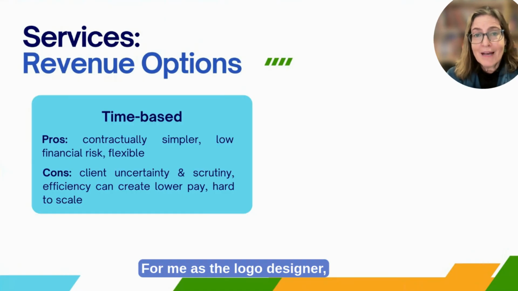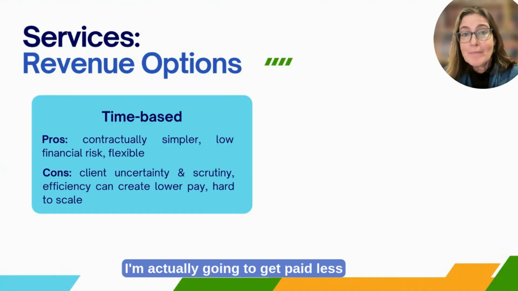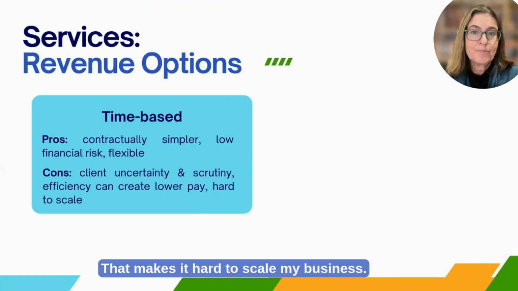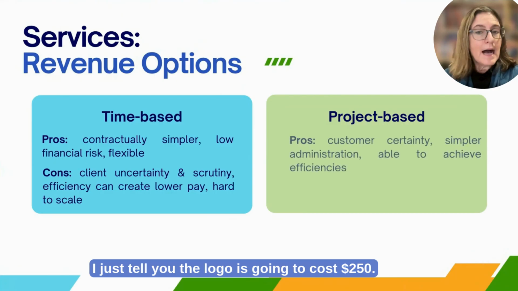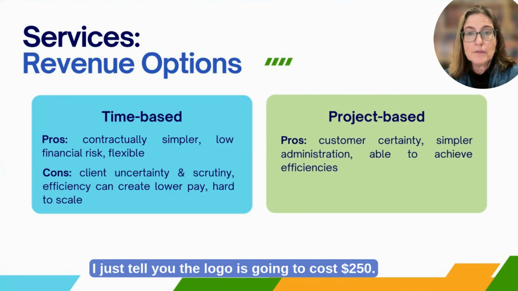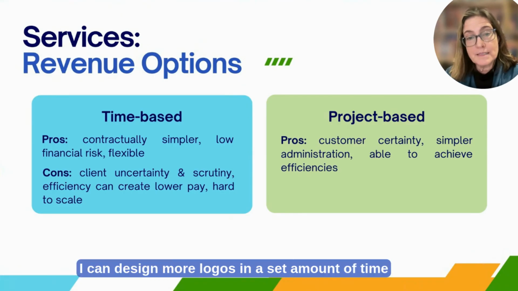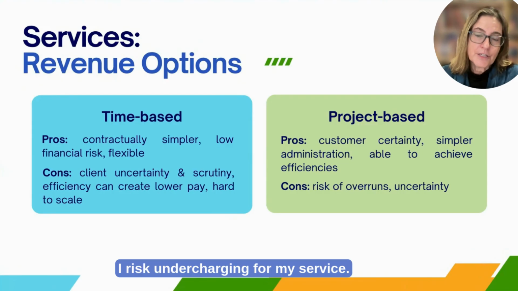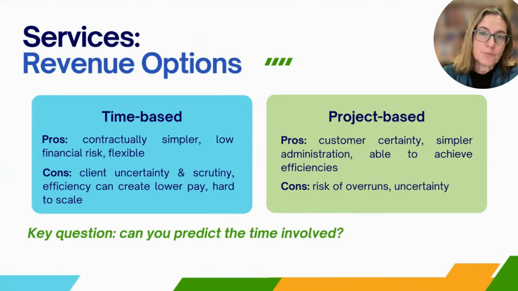For me as the logo designer, the challenge of this is, as I get better at logo design, as I get faster, I'm actually going to get paid less for the same job unless I raise my rates. That makes it hard to scale my business. So the alternative is to charge by the project. I just tell you the logo is going to cost $250. You know what you're getting. And as I get faster, I can design more logos in a set amount of time so I can make more money. The downside is if I can't predict how long the project is going to take, I risk undercharging for my service. So the key question is, can I predict how long each project will take?